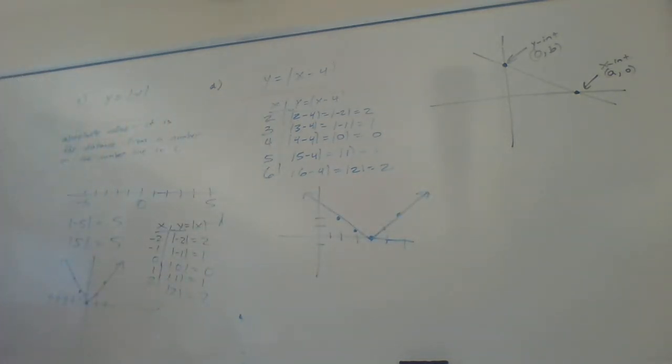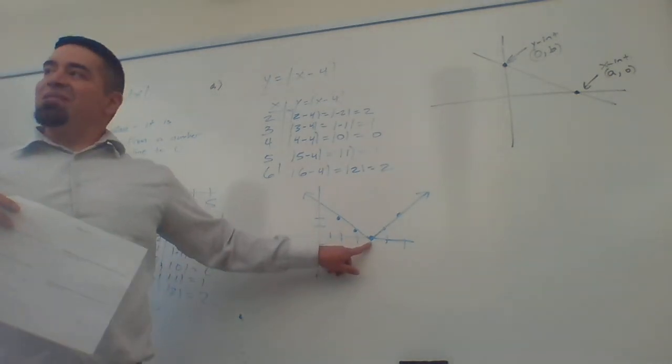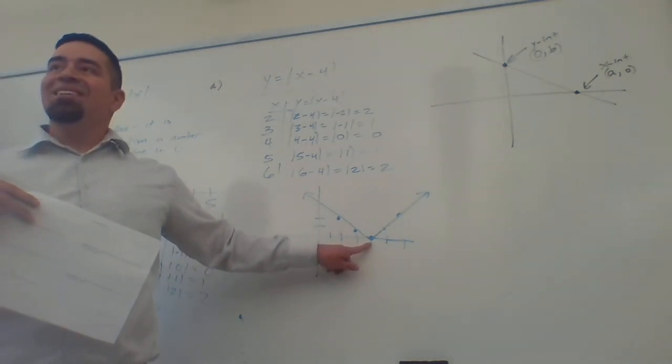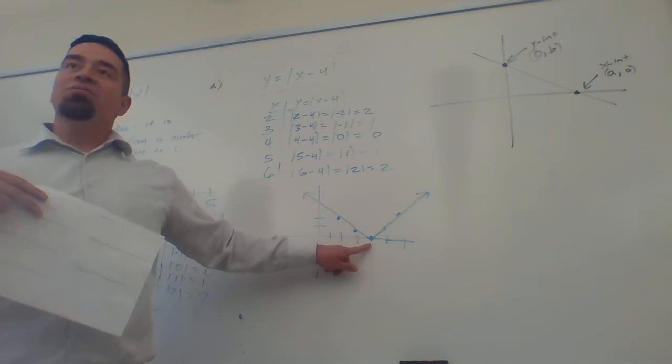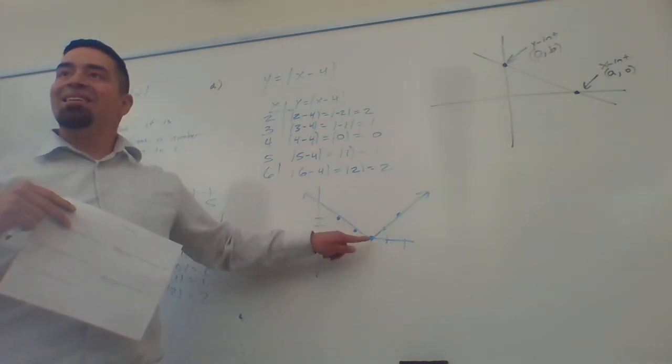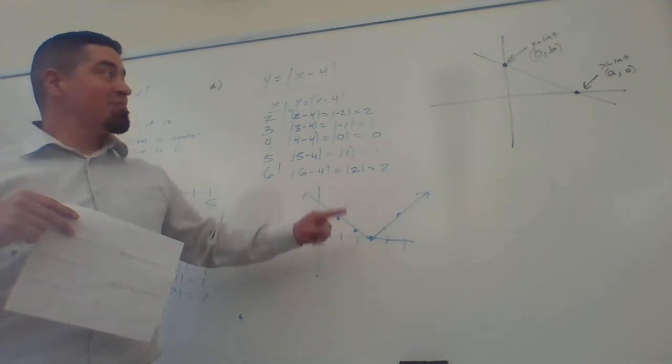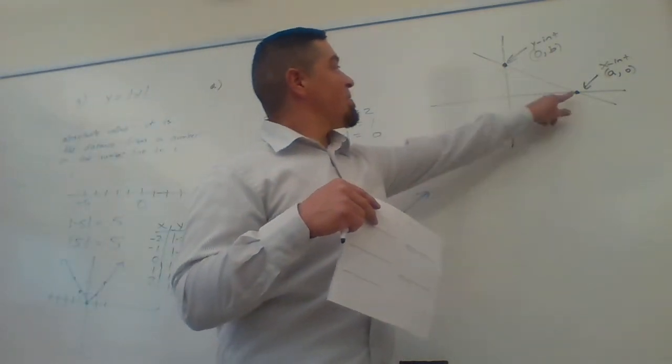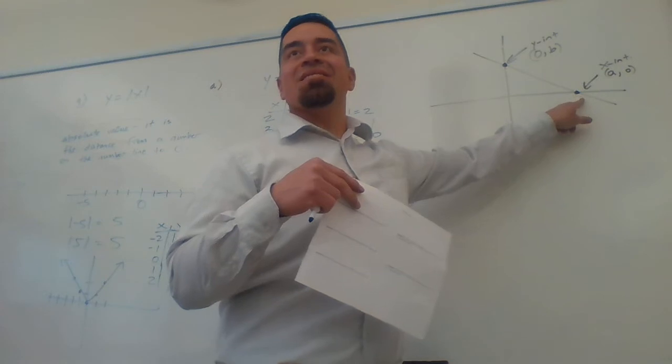Anybody know the x-intercept on this? What is an x-intercept? That's our next topic. 4. Okay, good. So, what is an x-intercept? It is where y equals 0, or where the graph touches the x-axis, right? Yes, where y equals 0. Right here.